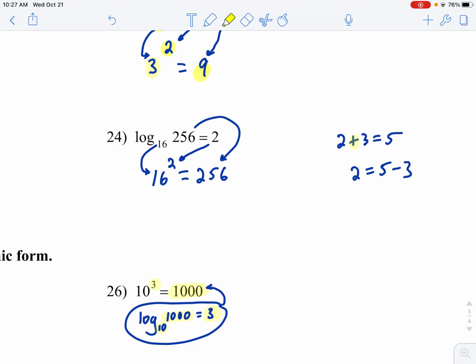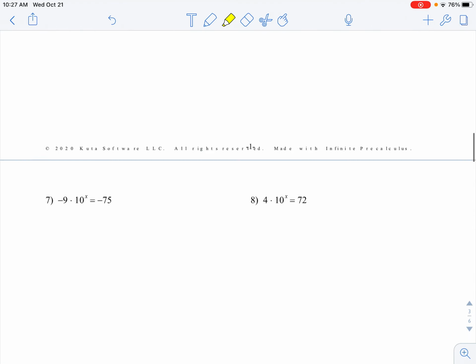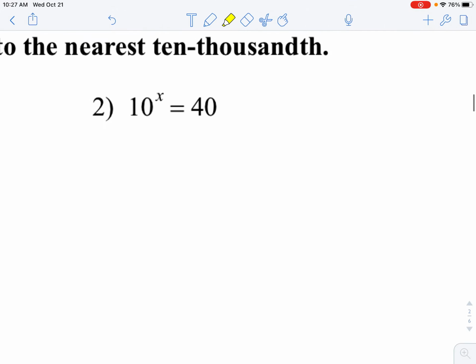You know that subtraction and addition are related. They're sort of opposites of each other in a way. Logarithms and exponentials are sort of related. They're kind of opposites of each other in a way. Okay, now let's get to actually solving equations using logarithms.